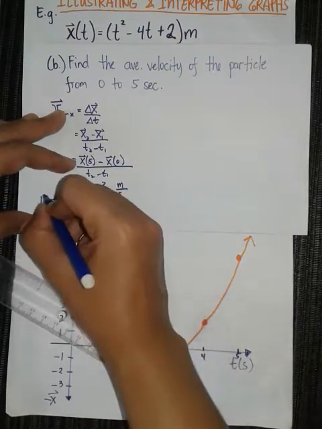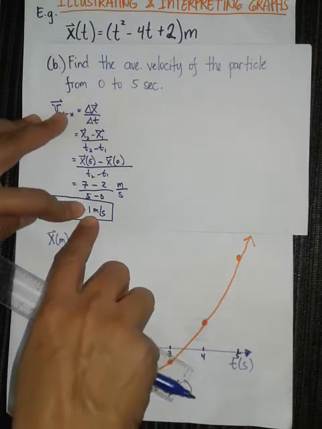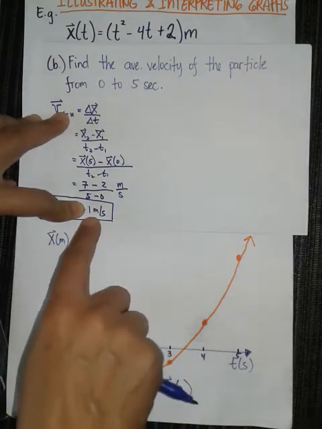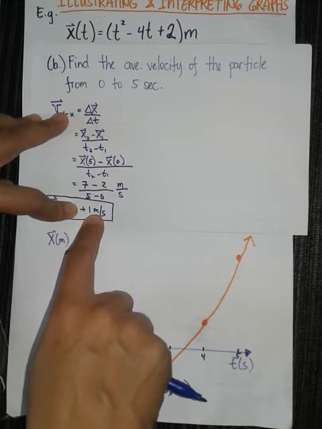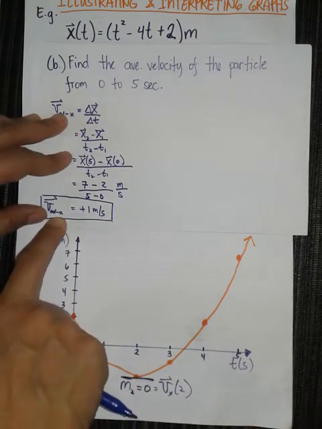So take note that velocity is a vector quantity. The magnitude is 1 meter per second. That's the how fast, the speed. And the positive here is telling us that it's going towards the positive x direction.